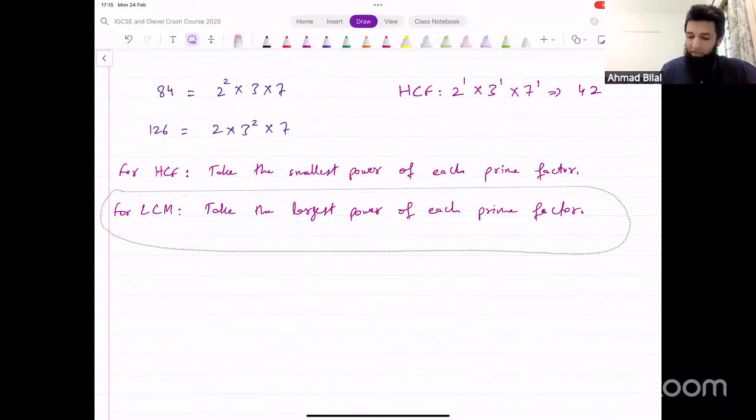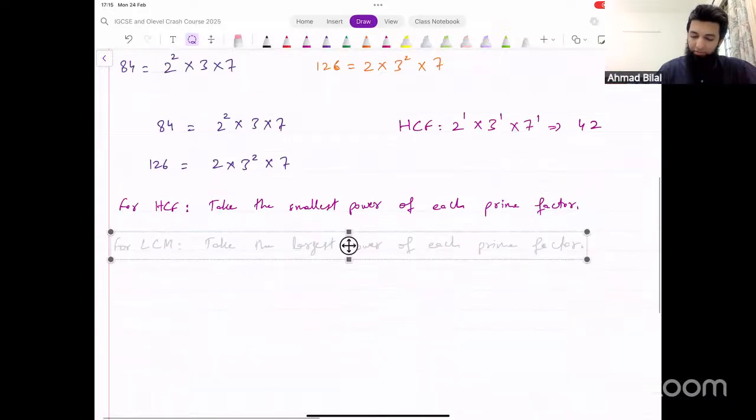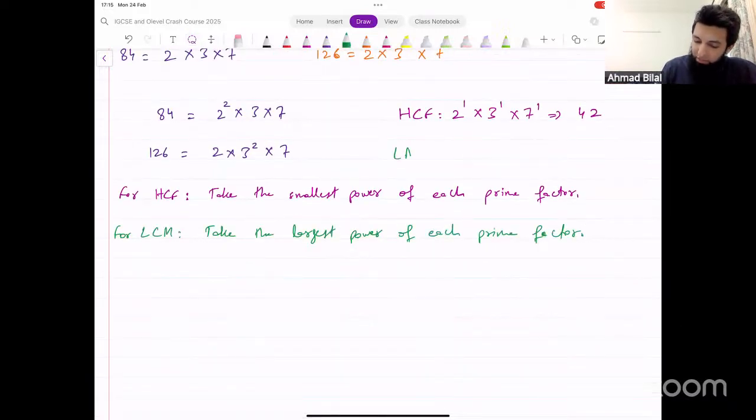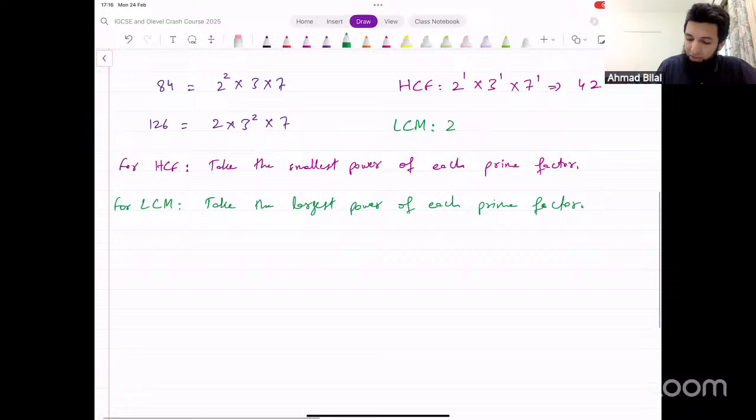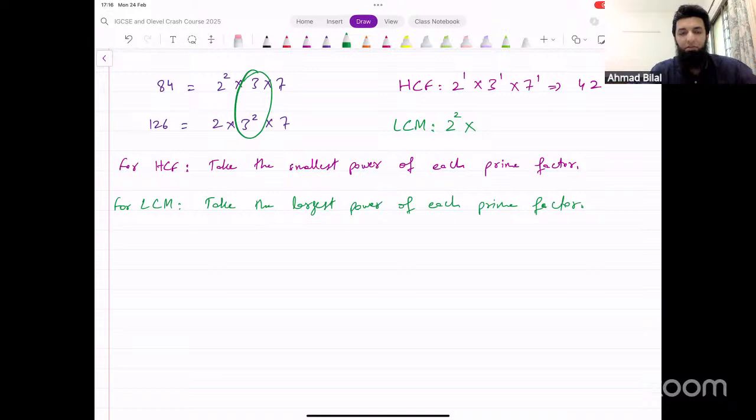Let me just represent that in a different color. What about LCM? How do you find that here? Take the highest powers. Okay, so we have 2 power 2 and 2 power 1. What's the highest power amongst those two? 2 power 2. So you say the LCM is going to be 2 raised to power 2 times the highest power of 3. One of them has power 1, the other has power 2. What's the highest? That's power 2. That's what we use here, 3 power 2.